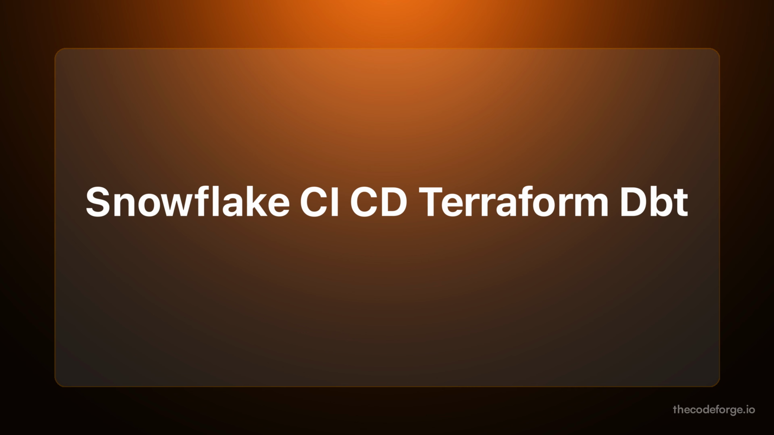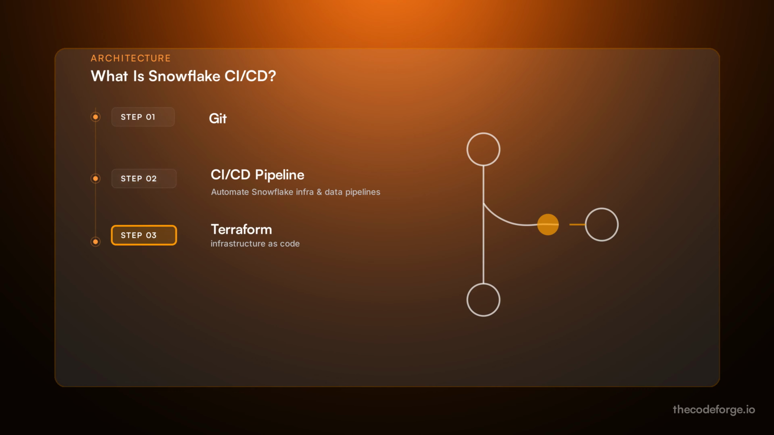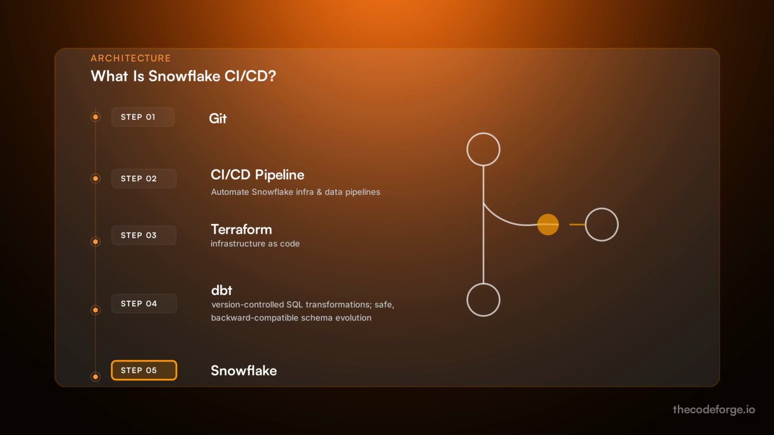Let's build a bulletproof Snowflake CI/CD pipeline using Terraform and dbt so this never happens to you. Everything starts with Git. A CI/CD pipeline automates infrastructure and data pipelines. Terraform treats your warehouses and roles as code. Then dbt brings version-controlled SQL transformations and native testing. Add safe schema evolution, and you've got an unbreakable deployment pipeline.